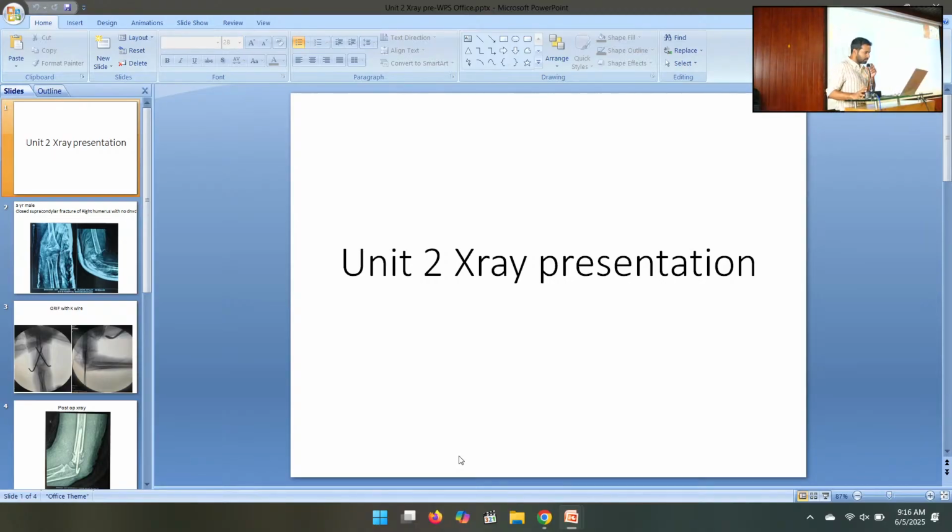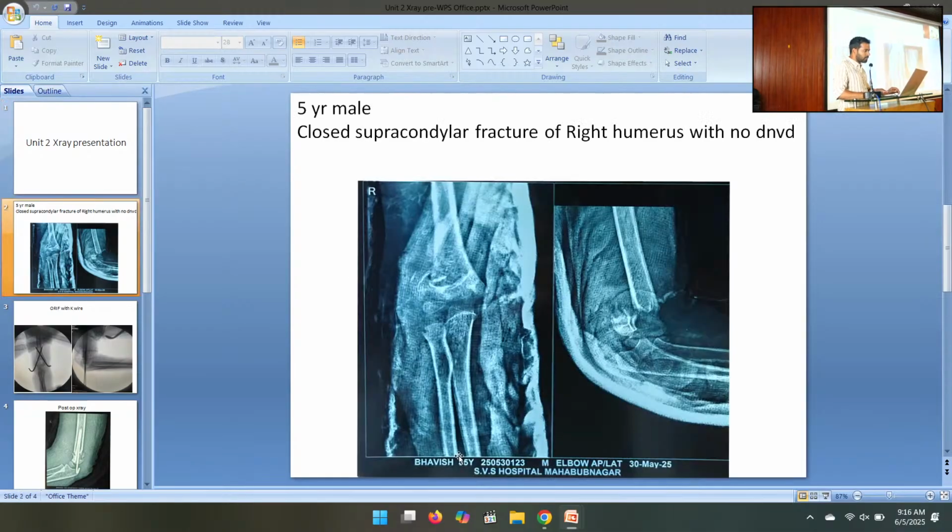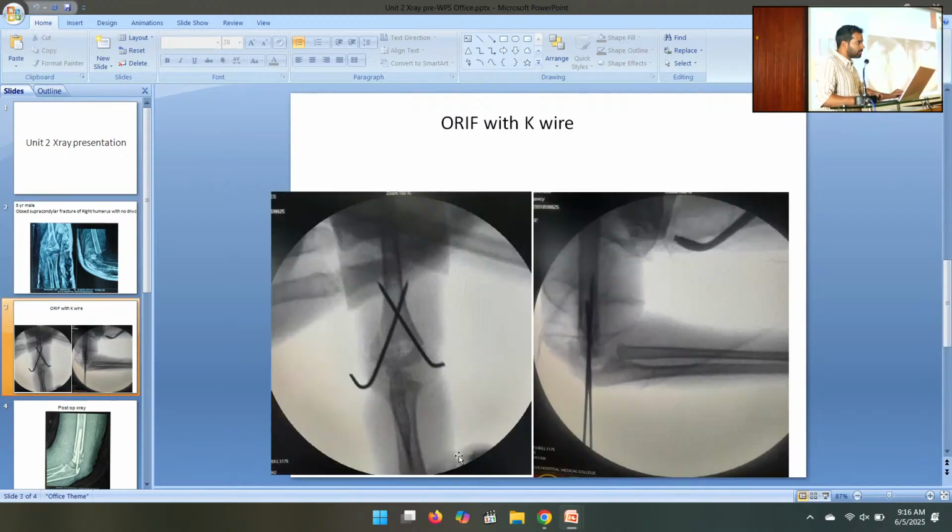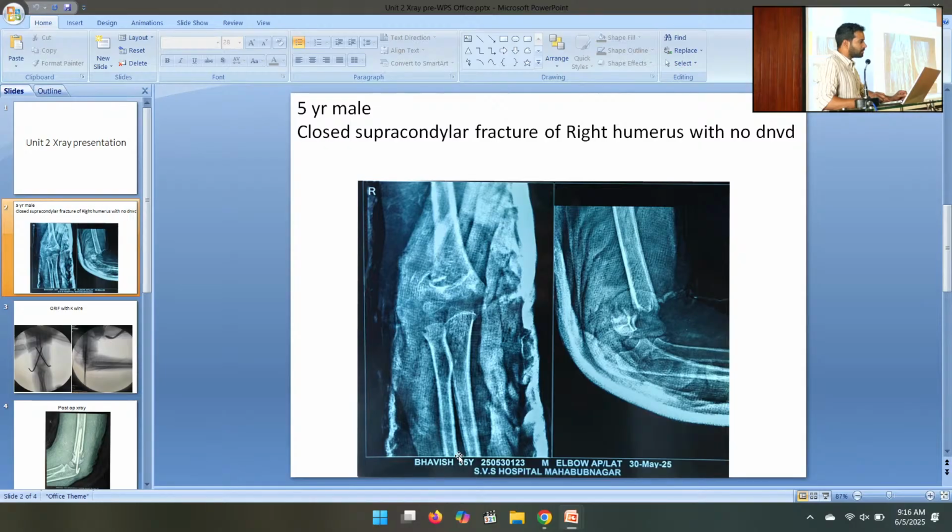Good morning, sir. This case is done under Unit 2. A 5-year-old male, closed supracondylar fracture of right humerus with no neurovascular deficit. We have done open reduction internal fixation with K-wire fixation. The first X-ray is before the slab. Sir, after the slab, we have taken X-rays. It was not available? No, sir. It was there. I remember you have seen it.